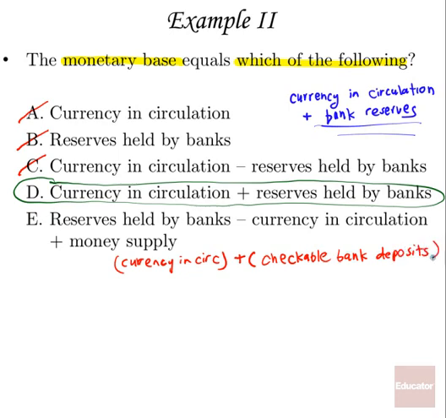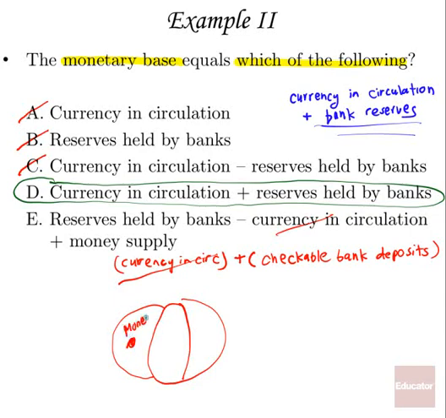So if you want to figure out reserves held by banks minus currency in circulation plus currency in circulation, these cancel out. So reserves held by banks plus checkable bank deposits, if you're looking at this, it would be this part here of the monetary base. So the monetary base, only looking at the bank deposits. And then here would be the checkable bank deposits.